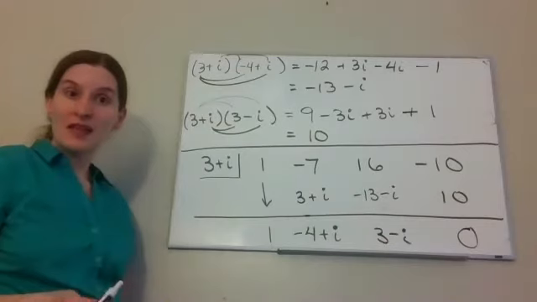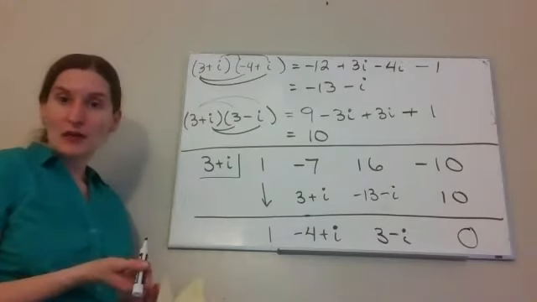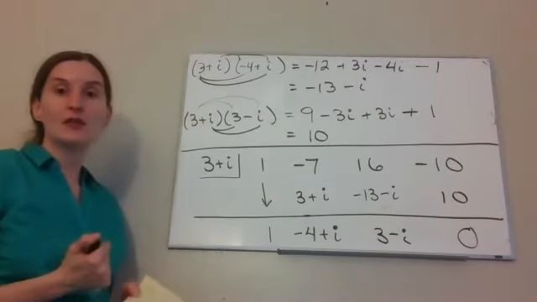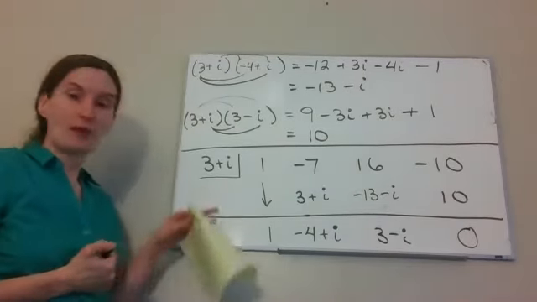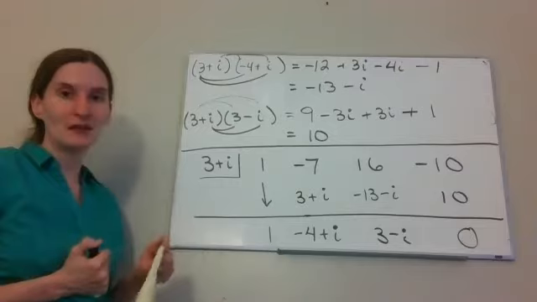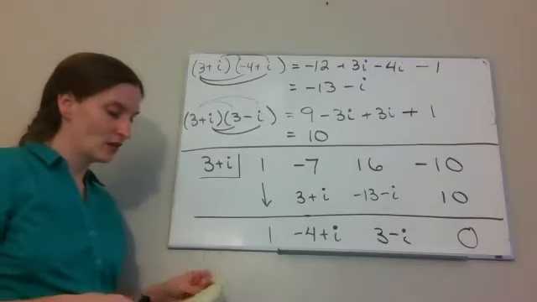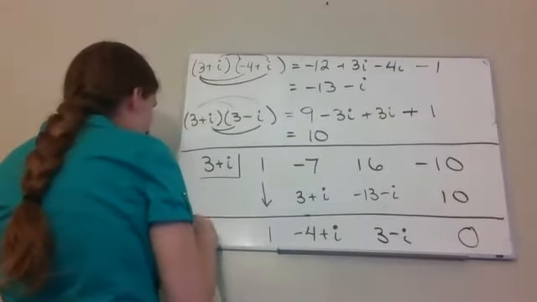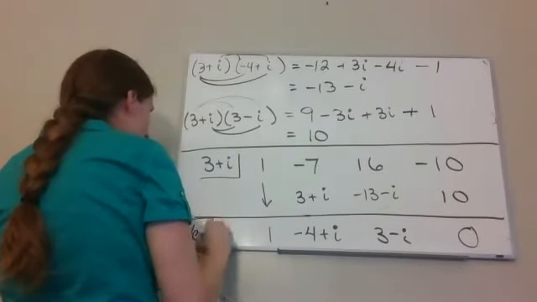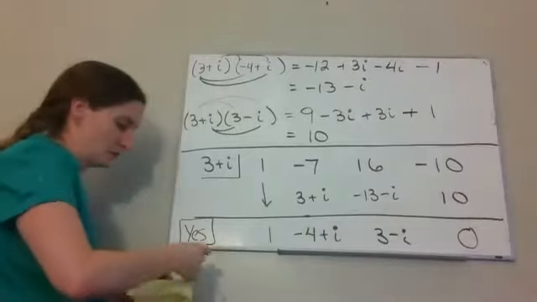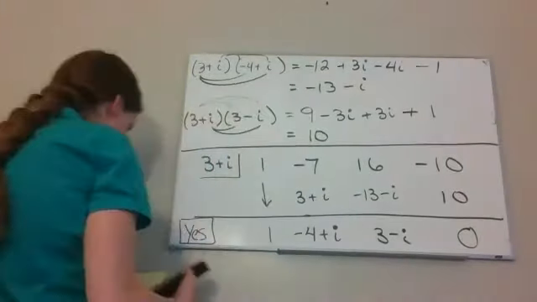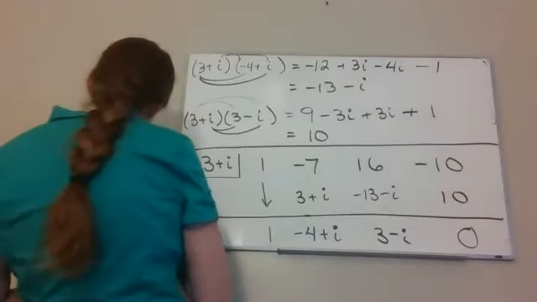So what does this mean? By my remainder theorem, this says that f of 3 plus i is equal to 0. And this means that 3 plus i is a zero of that particular function. So is this a zero? The answer to that is yes, it is a zero. All right, so now let's learn about our factor theorem.